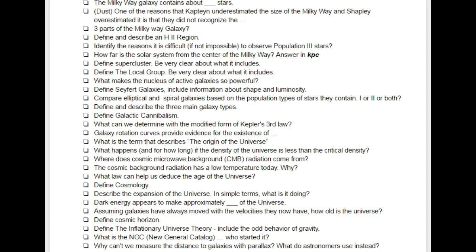Why can't we measure the distance to galaxies with parallax? And what do astronomers use instead? Remember that parallax only works for a few light years because we have to use triangulation to do this. And the biggest distance we can achieve is the orbit of the Earth as the base of our triangle. And that means that things that are really, really far away, we don't get enough angle measurement change to really detect how far that is. What they use instead is standard candles. And that concludes a quick review of this study guide.